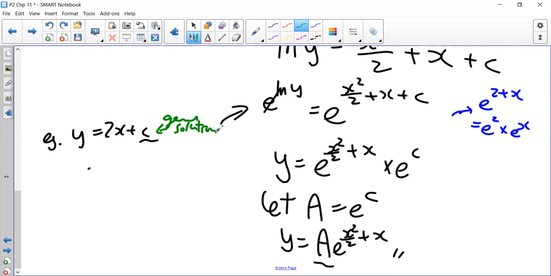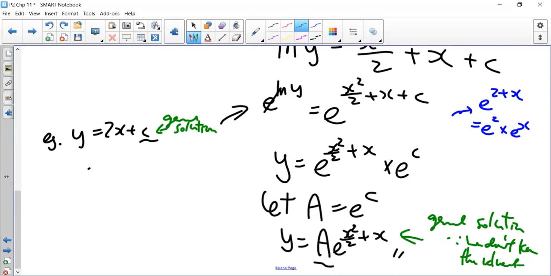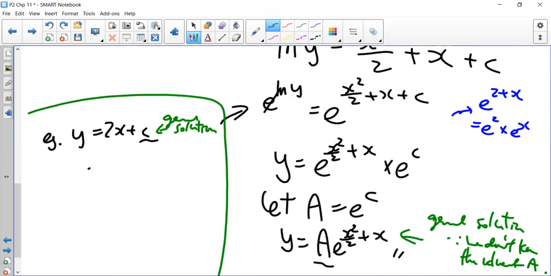So again, this is called a general solution. So you can write in here, this is called a general solution because we don't know the value of A. If we know the value of A, it's called a specific solution. So on the side in here, e.g., y equals 2x plus c is called a general solution. If you know c, let's say you work out c is 5, so 2x plus 5, then this is called a specific solution.